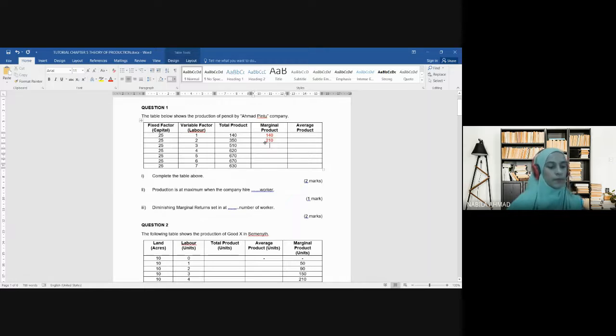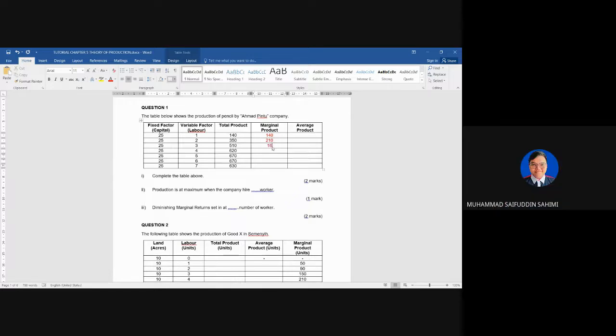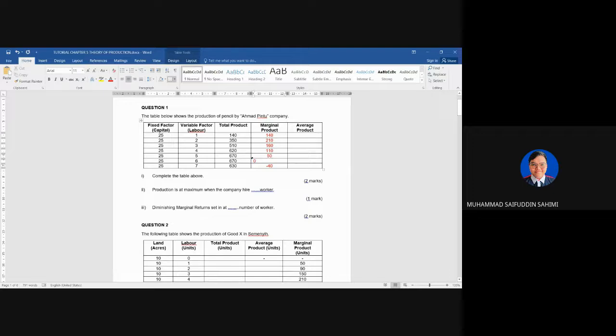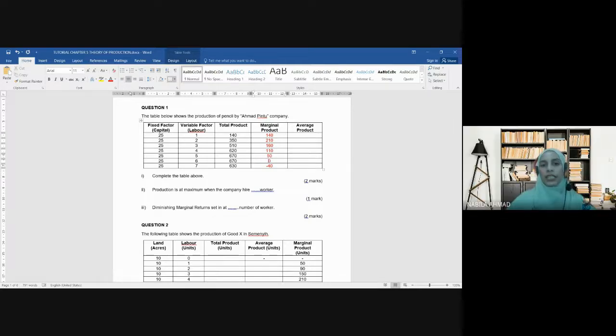Berapa? 160. Okay. 620 tolak 510. 110. Okay. 670 tolak 620 bahagi 1. 50. Okay. This one would be 0 and this one would be negative 40. Okay. Dia faham tak? Macam ni cara cari marginal product.